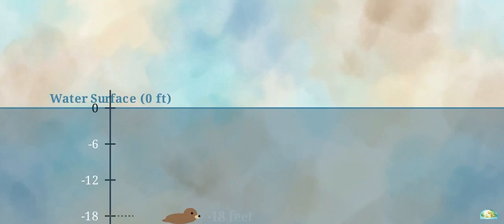Let's look at this diving otter, swimming at a depth of -18 feet. What does the absolute value of -18 mean in this physical context? Absolute value measures pure physical distance from zero. It strips away the negative or positive direction.